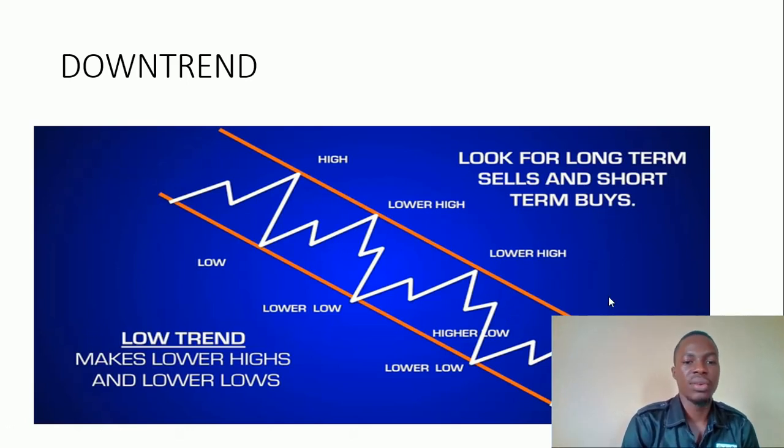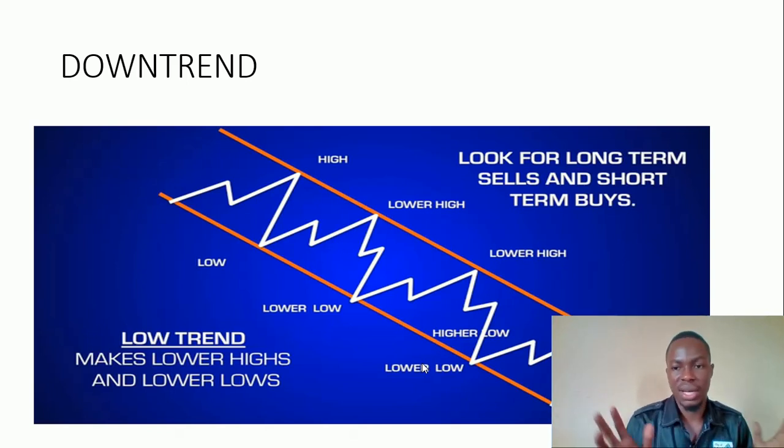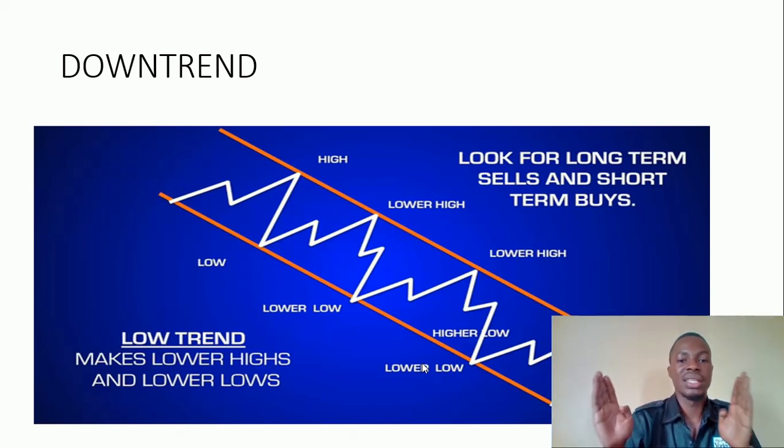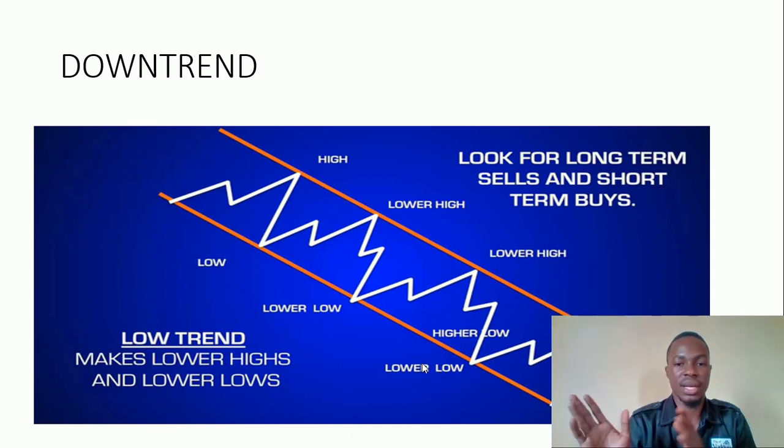So what are you looking for in a downtrend market? In a downtrend market, you don't want to be trading, except you're doing margin trading, where the trader benefits from whichever way the market moves, as long as he or she predicts that that's what the market is going to do.